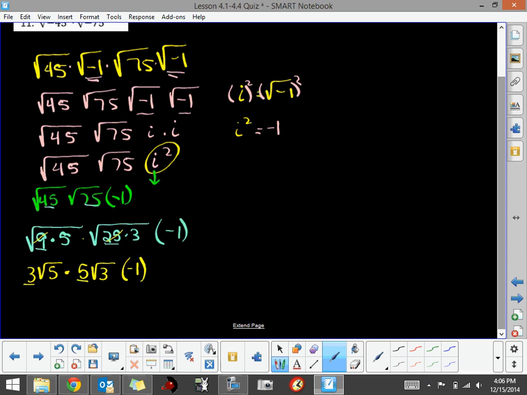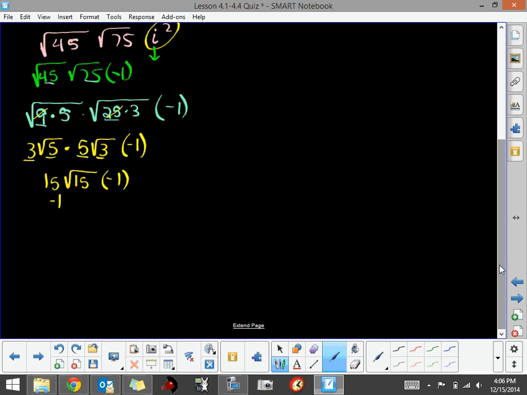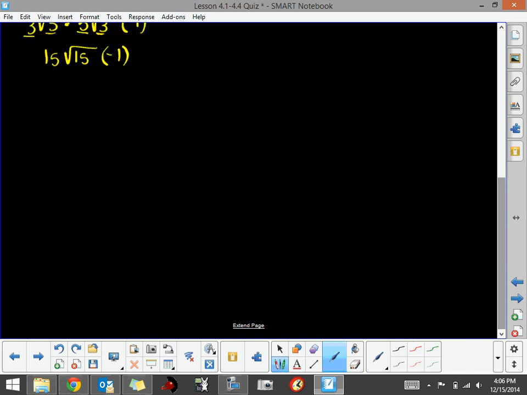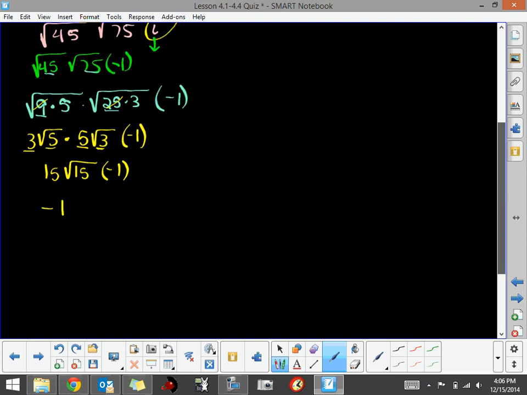Well, 3 times 5 is 15, so I got a 15 on the outside. On the inside, I've got the square root of 3 and the square root of 5 and the square root of 3, which is the square root of 15. Still times a negative 1. Or if I finish up all the multiplication, negative 1 times 15 is negative 15, times the square root of 15. Solution, or simplest form.